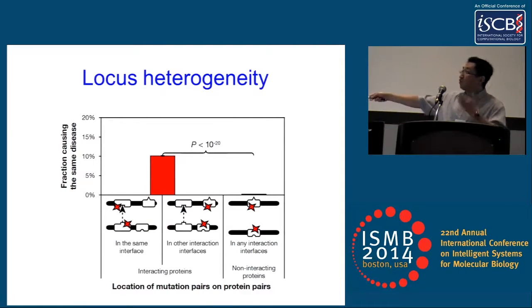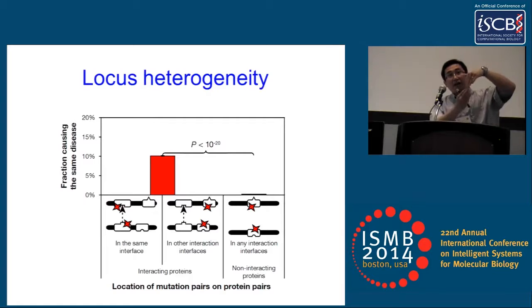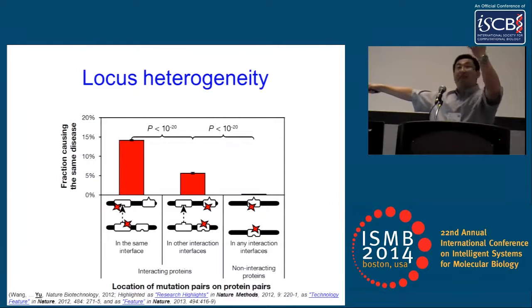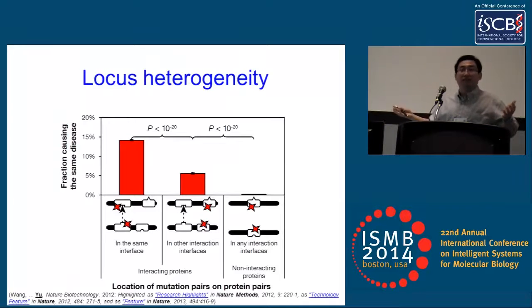So now we split the first bar into the two mutations on two interacting proteins, and whether they are located in the corresponding interface that is bridging that interaction, versus they're on the interacting protein but somewhere else on the protein. And we're very happy to find that our 3D network model can significantly improve the performance of guilt by association. If they're on the corresponding interface, it's much more likely to cause the same disease. So we're very happy. Our paper is published, and it's actually quite well received.